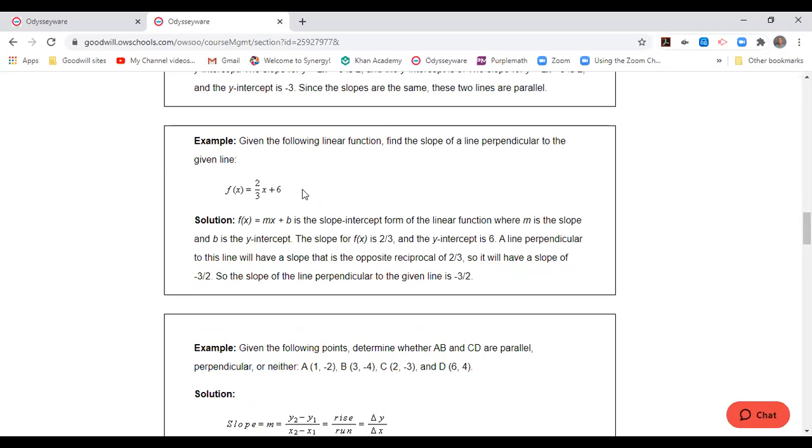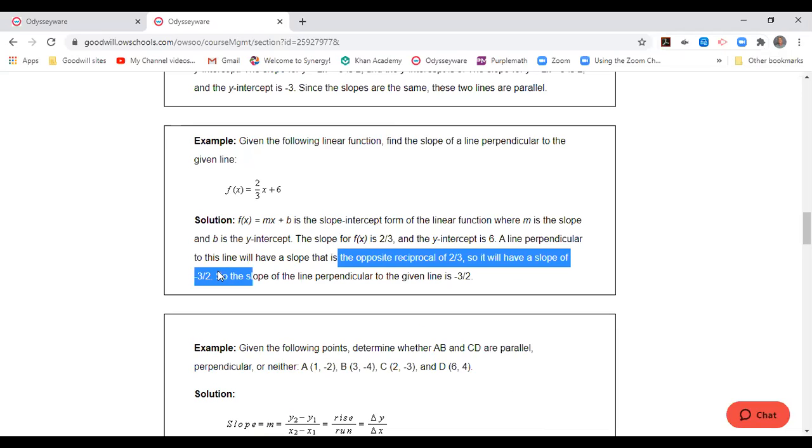So the next example gives you an equation in function notation, and it says find the slope of a line perpendicular to that line. Again, the only thing that's important is the slope. So you look at that equation, you see that m, the number where m normally is, is 2/3. So the opposite reciprocal is what they describe here: -3/2 for a perpendicular line.